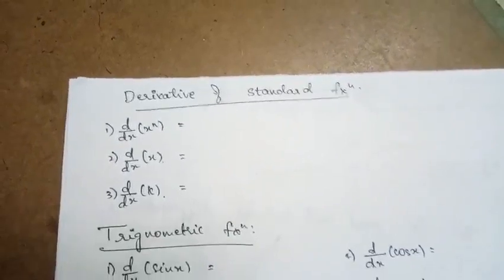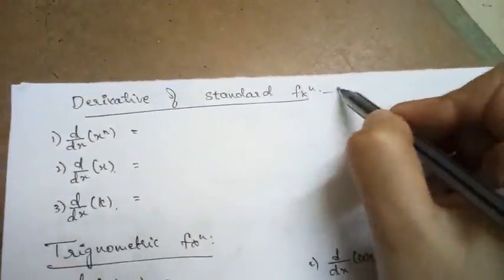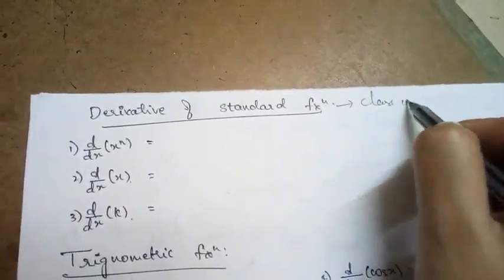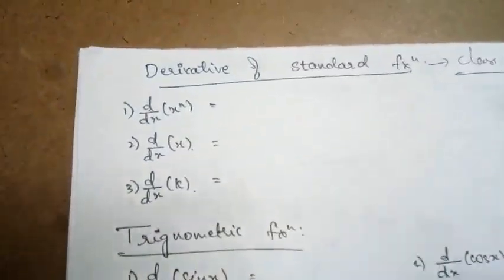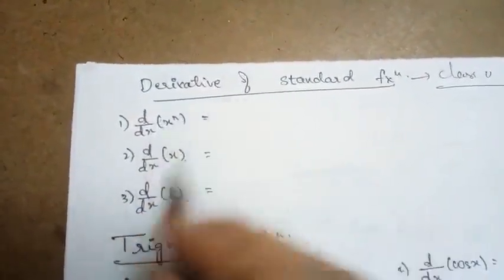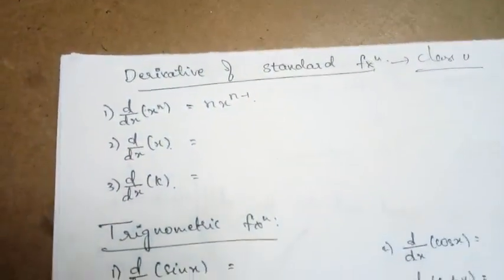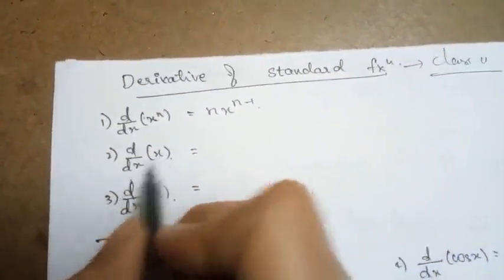So now let us concentrate upon some of the standard derivatives of some of the standard functions which you have already learnt in class 11th. So what is the derivative of d by dx of x to the power n? If it is in the form of x to the power n, then the derivative is n x to the power n minus 1. We already know this formula.